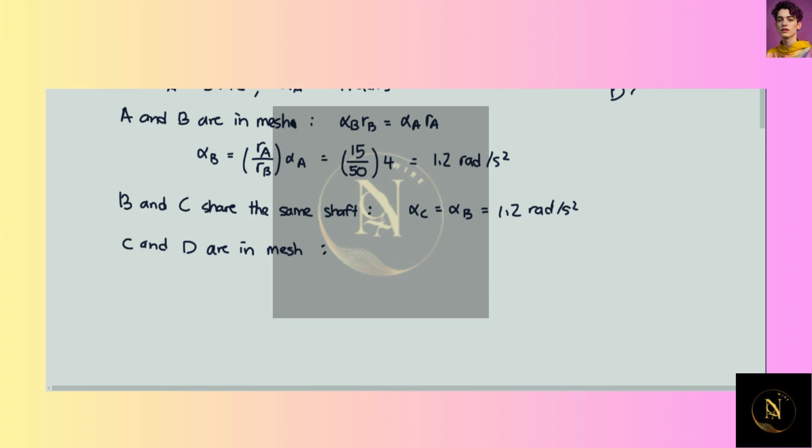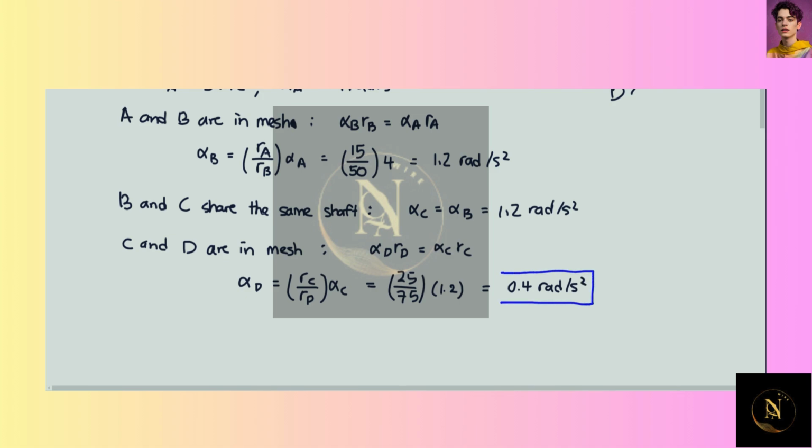which means that alpha D RD equals alpha C RC. So alpha D is RC divided by RD times alpha C. So putting in the numbers, 25 over 75 times 1.2. So this is 0.4 radians per second square. Okay, so this is the final answer for the angular acceleration of gear D.